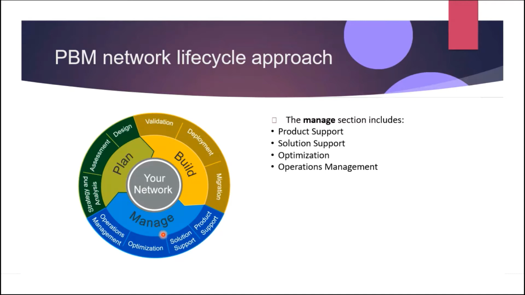So the last one would be the manage phase. Okay, so the manage section includes product support, solution optimization, and operations management. So once your network is built, you must maintain an operational excellence and efficiency. Maintenance involves proactive management of the network so that you can identify and resolve issues before they affect the organization. Maintenance also involves fine-tuning your infrastructure and applications on an ongoing basis to maximize the network performance.